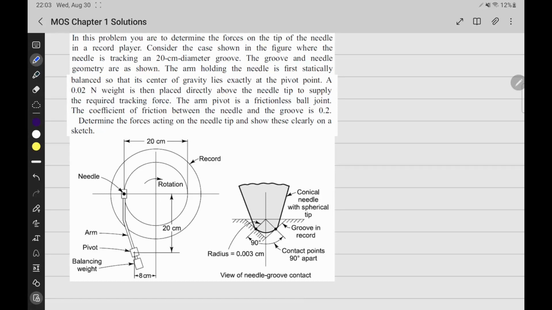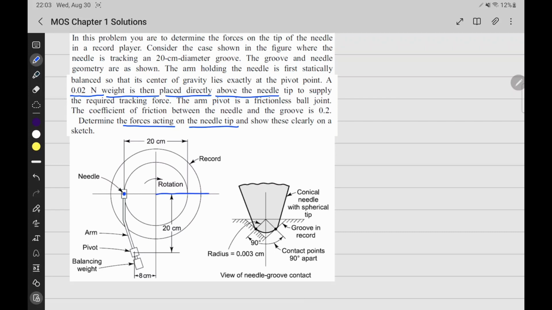This one is problem 1.32. In this, there's a record player and there's a needle that is sitting on this record player, and we need to figure out the forces acting on the needle tip. In this process, there is a 0.2 Newton weight that is placed directly above the needle tip.